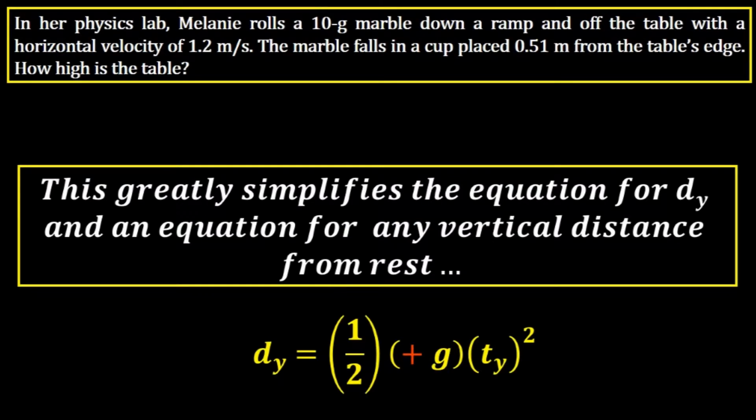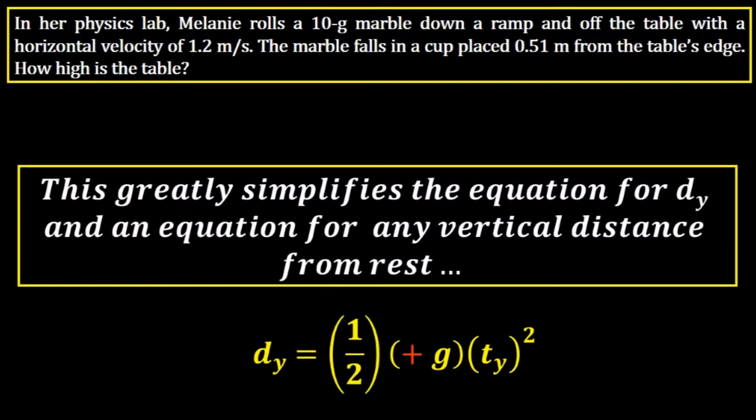Now, the next problem: in her physics lab, Melanie rolls a 10-gram marble down a ramp and off the table with a horizontal velocity of 1.2 meters per second. The marble falls in a cup placed 0.51 meters from the table's edge. How high is the table?